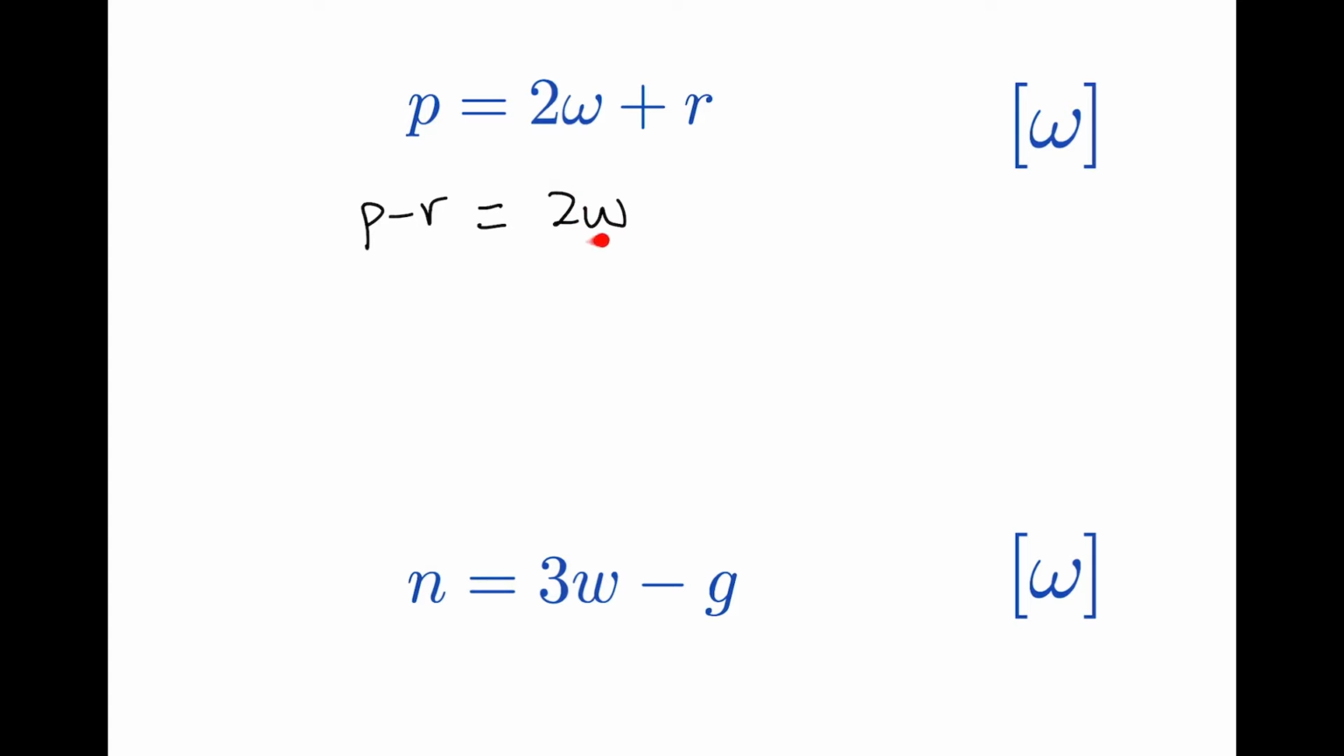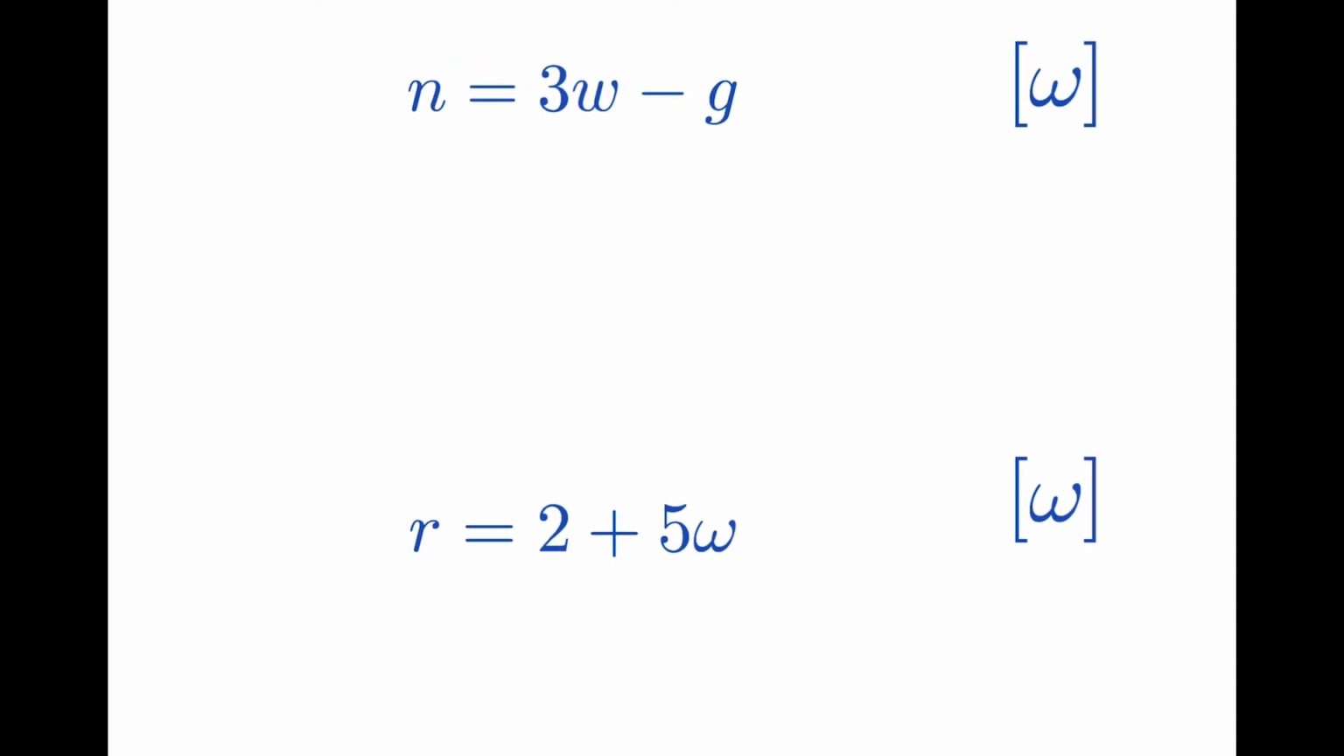Like this 2W refers to 2 times W. We don't need the 2 here, so what we do is divide it by 2. If you divide on the right side, you also divide on the left side. Why divide by 2? That is because 2 and 2 will be cancelled. So it will be left with W here, and then on the other side it will be P minus R over 2. That's easy, right?